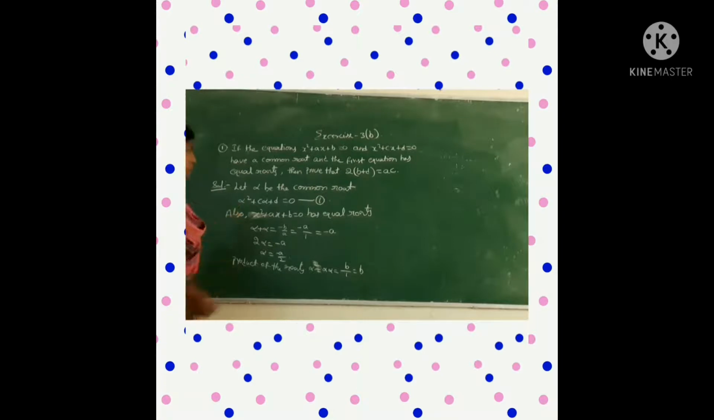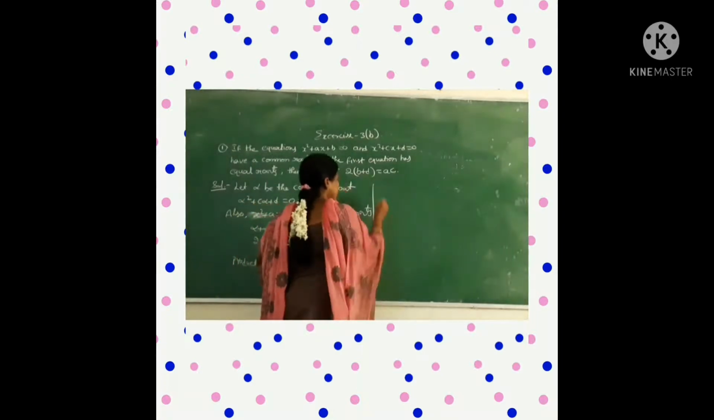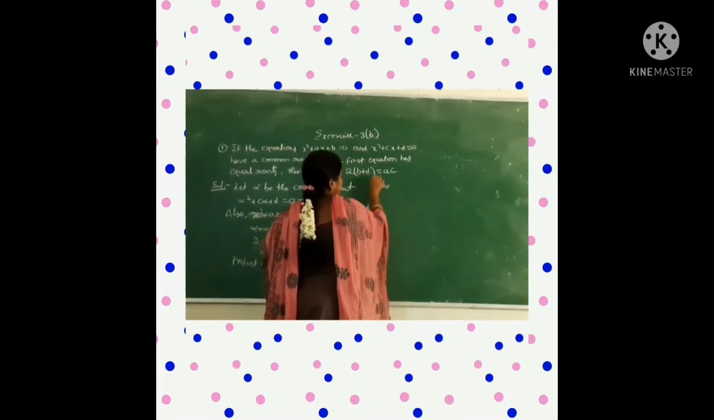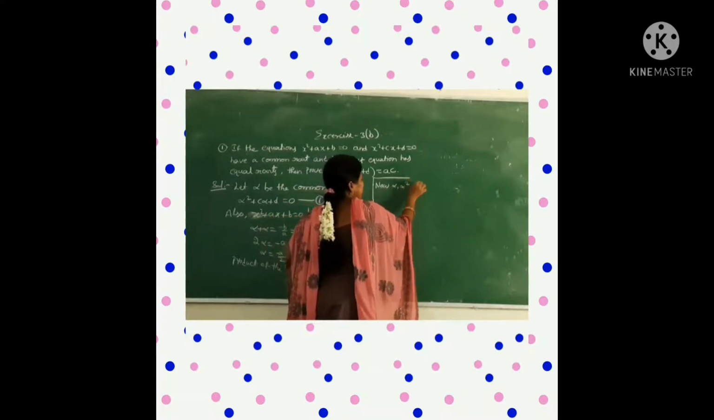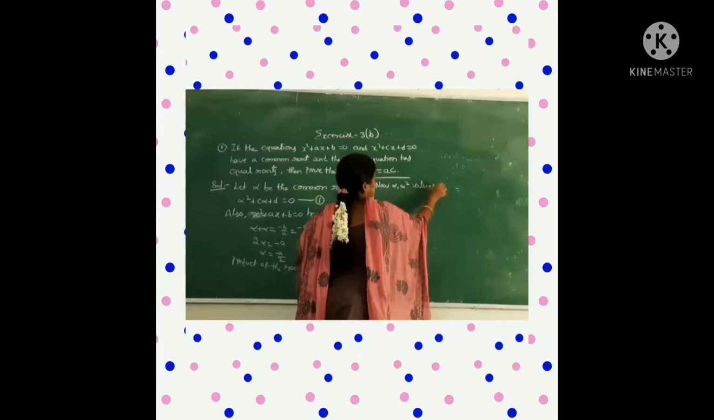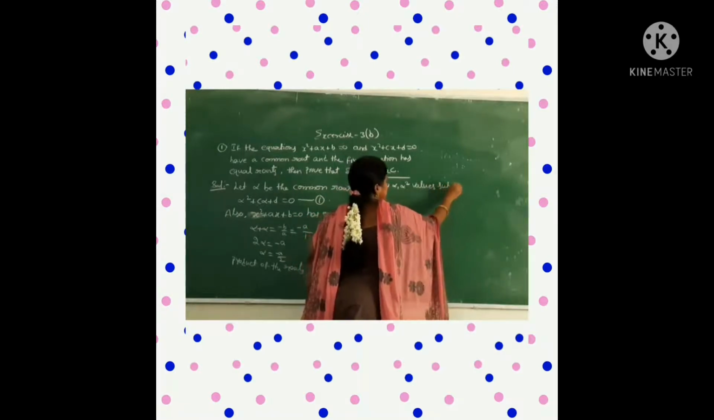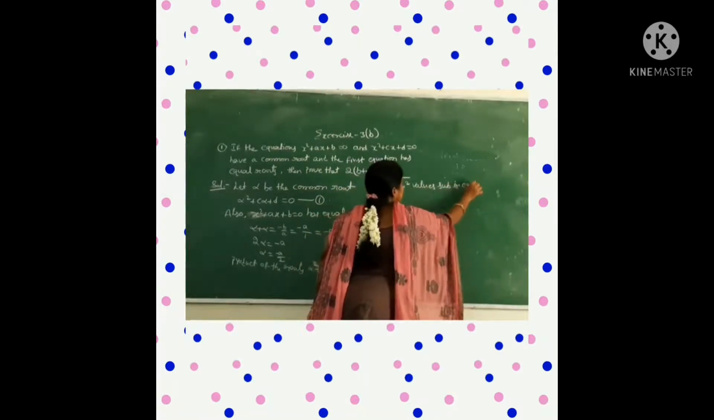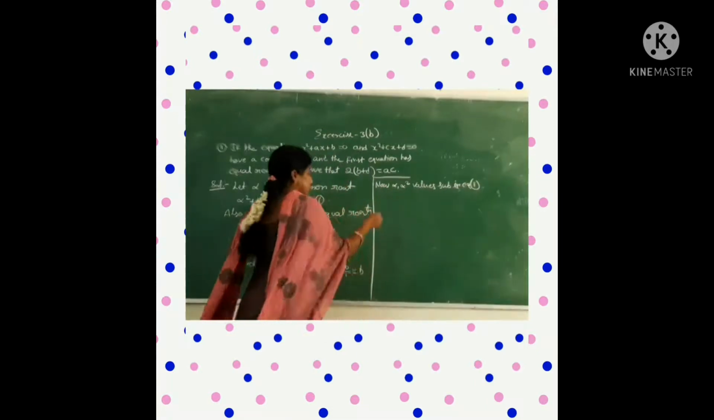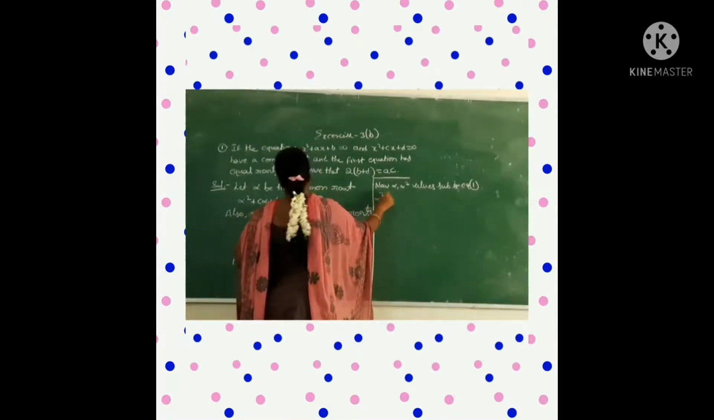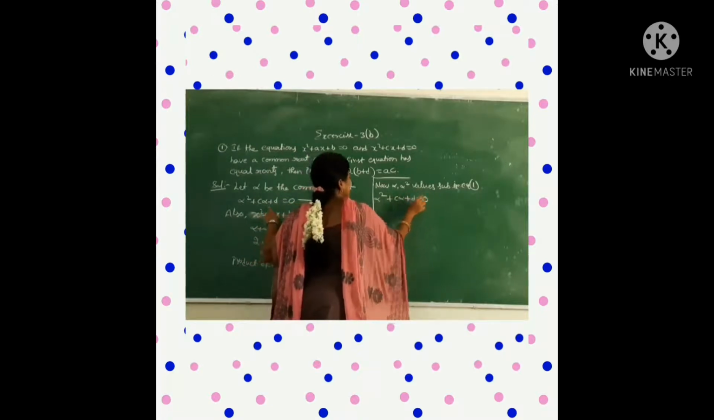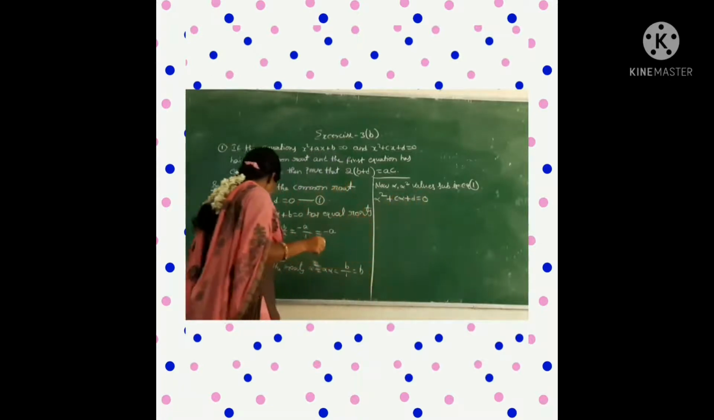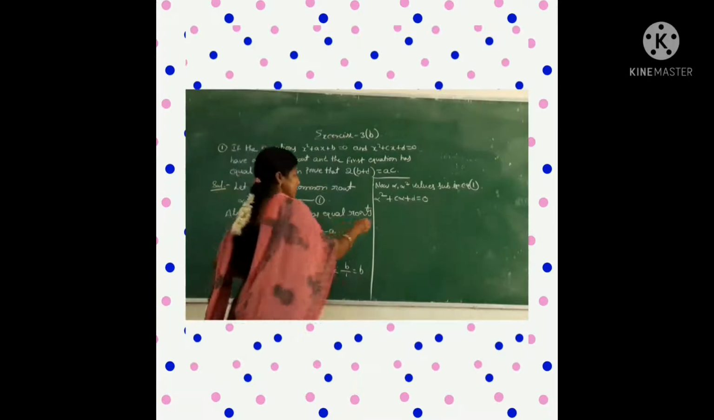Now substitute the alpha and alpha square values in equation 1. Okay, see here, the equation is alpha square plus c alpha plus b is equal to 0. Alpha square means we get b.